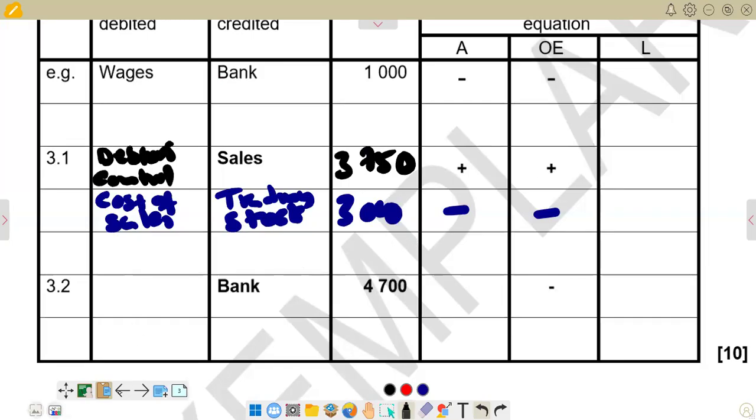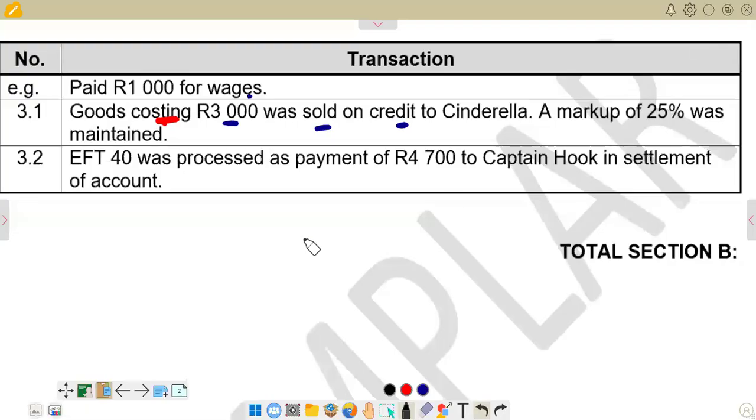And then we go to the last part, which is 3.2. 3.2 reads: EFT 40 was processed as a payment of 4,700 rands to Captain Hook in settlement of account. So this is what we have about this transaction. Remember, this was a payment, so obviously we are going to credit our bank. We have got our bank account, and the transaction was processed as a payment to Captain Hook in settlement of account.